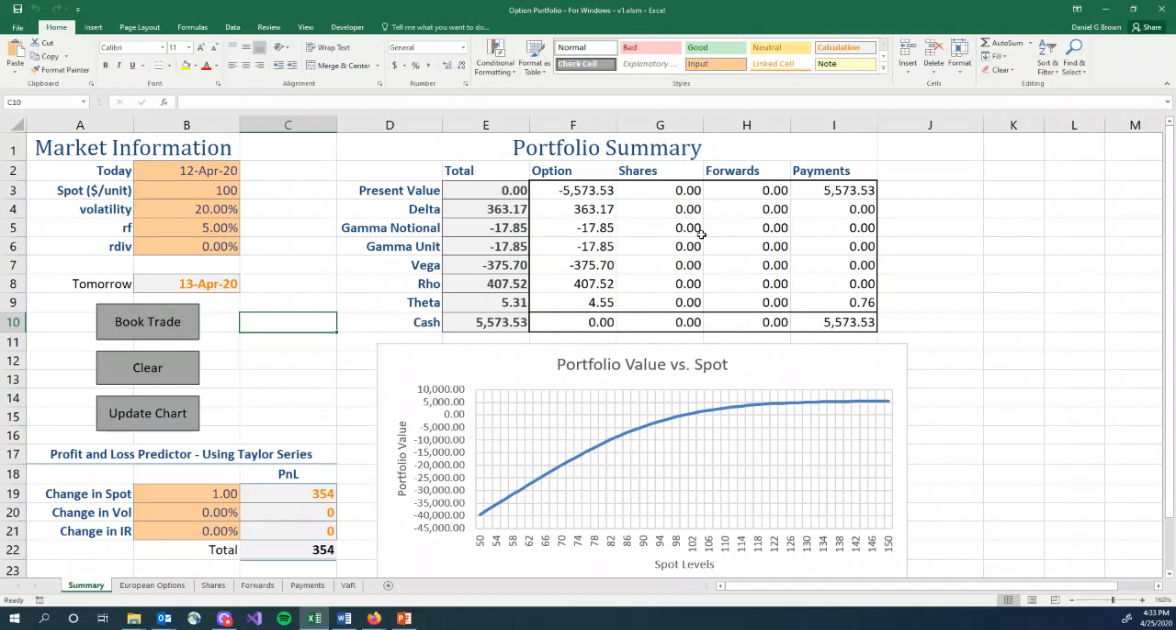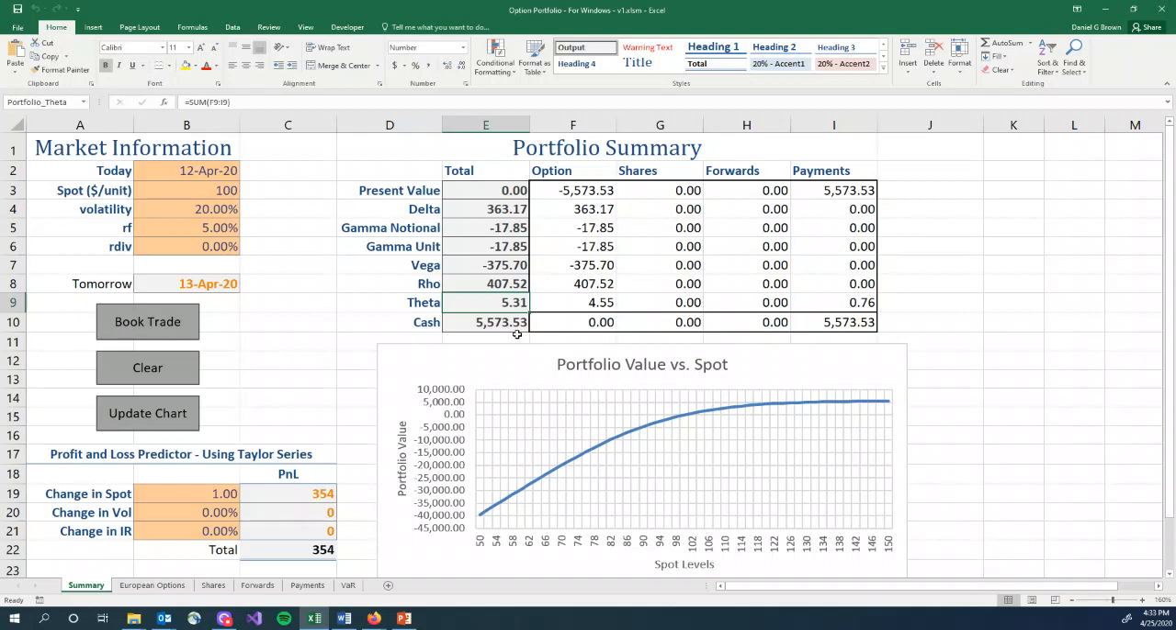If I think broadly about this portfolio, we can think about what the risk factors are. What are the Greeks that we have? We have a delta, it's a positive 363, a gamma, negative 17.85, a vega, negative 375, a rho, 407, and a theta, 5.31. So what does that mean?